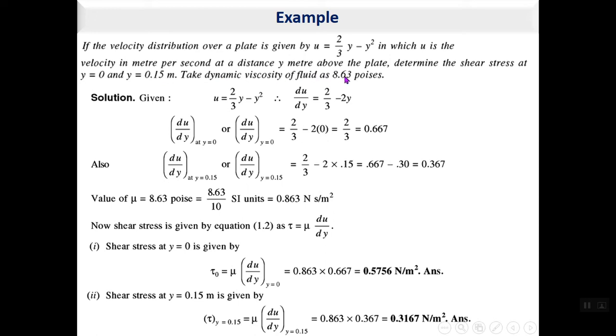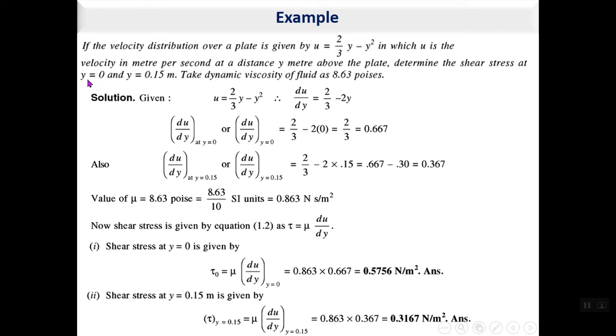Take dynamic viscosity, you remember that this is mu, as 8.63. Whenever you face such a problem and the problem asks you to determine the shear stress, then the formula is the Newton law, and this is the simplest type of problem actually, because in this case you can take the derivative of the function which the problem gives you.